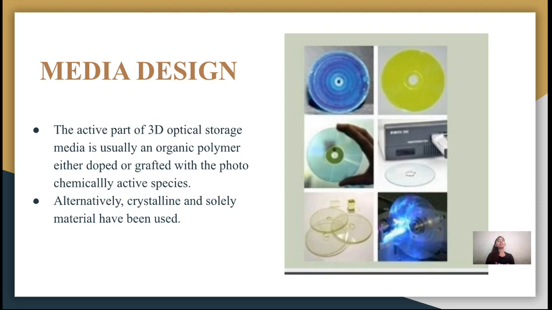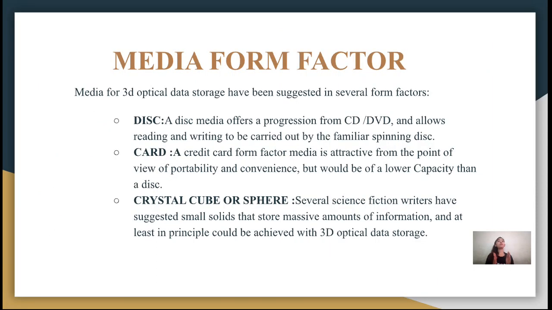Media design. The active part of 3D optical storage media is usually an organic polymer either doped or grafted with the photochemical active species. Alternatively, crystalline and solid materials have been used. Form factor. Media for 3D optical data storage have been suggested in several form factors. The first one is disk.